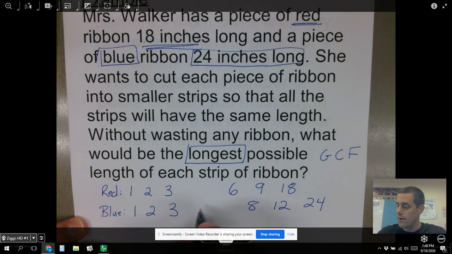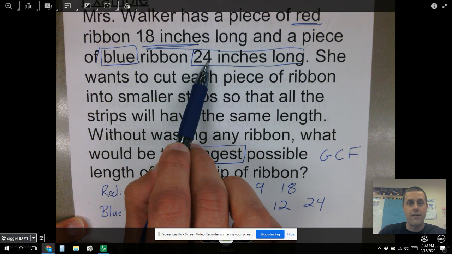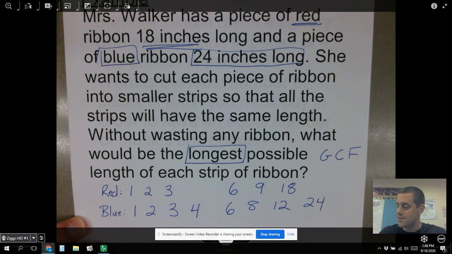Next, 4. Counting by 4s, you will eventually say 24. So 4 is a factor of 24, and its partner is 6, because 4 times 6 is 24. Testing divisibility by 5. 24 does not end in 0 or 5, so 5 will not work, and then 6 is our repeat.